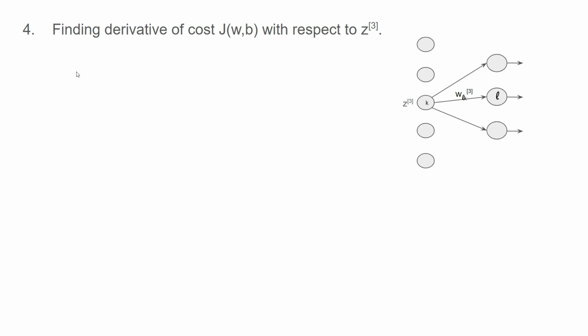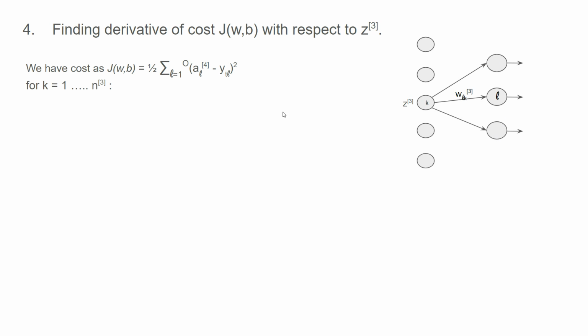Now the fourth step is finding the derivative of the cost J(W, b) with respect to z3. Here we are finding the derivative of the cost function with respect to z3, which is calculated from this node. We can see that the influence of z3 is over all the units in this layer, and therefore the summation sign will not be gone.